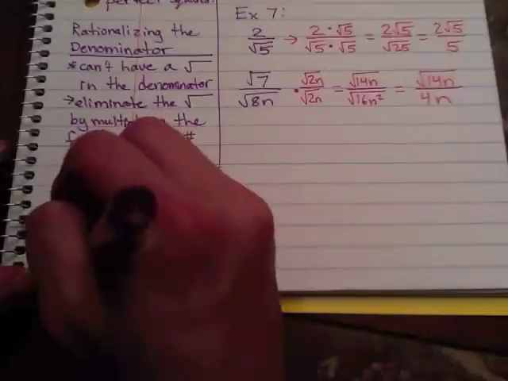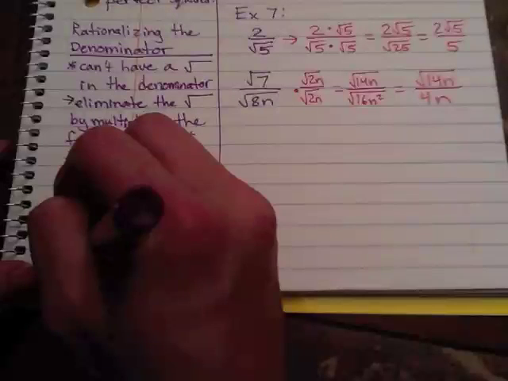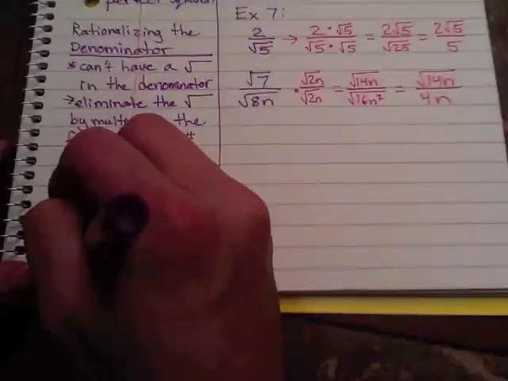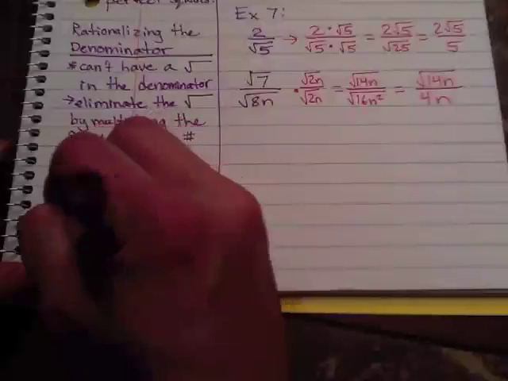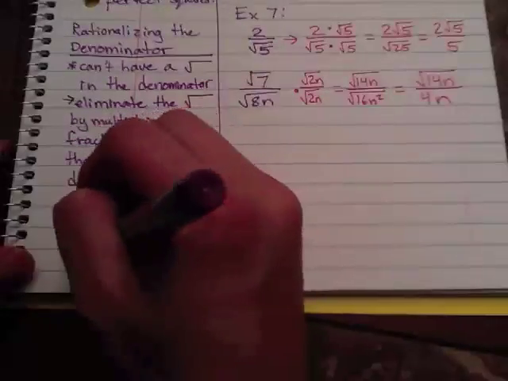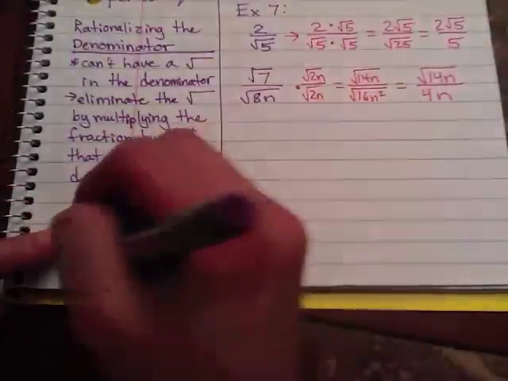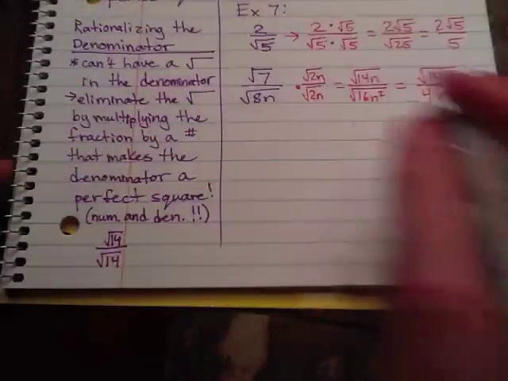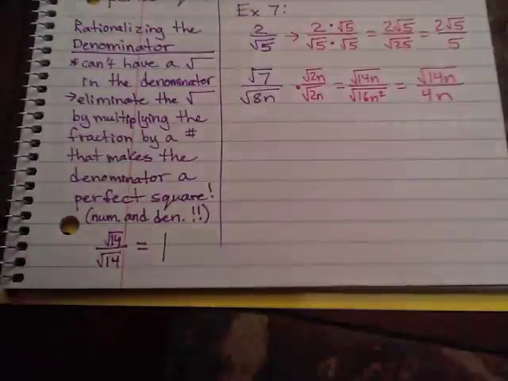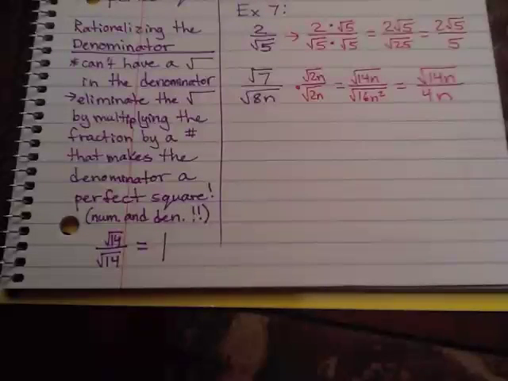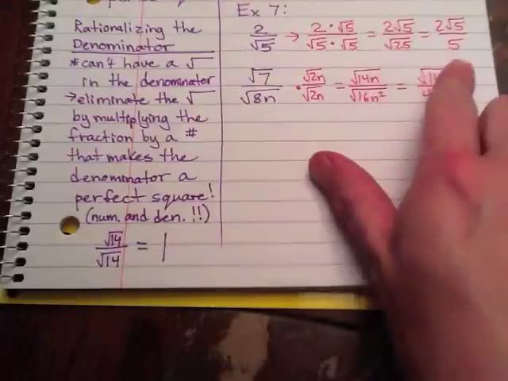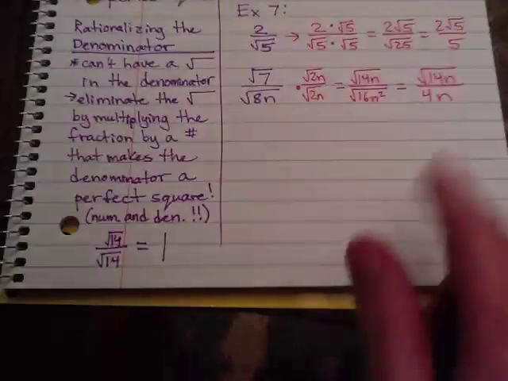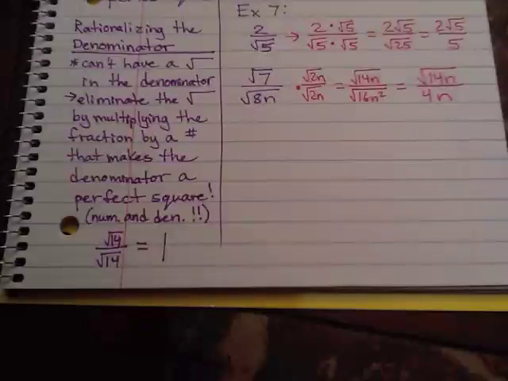So if I'm going to multiply by the square root of 14 here, so it's not a perfect square, then I'm going to have to multiply by the square root of 14 there also. And the reason is because that's equal to 1. And then the other thing to be aware of here is those matching factors. Square root of 5 times square root of 5 is a 5. Square root of a times square root of a is an a. They'll always come out that way.